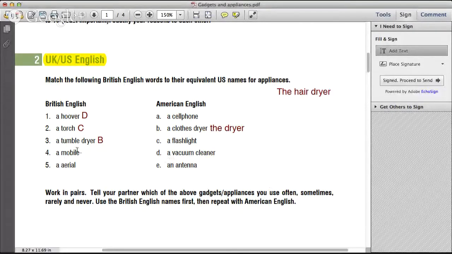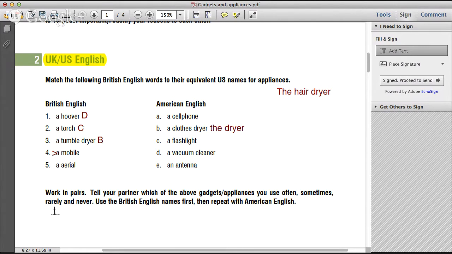Okay, so let's go to Paulo. Paulo, the number 4 here, please. Okay, we're matching British words with American words. So number 4, you have this word here, and you need to tell me what you believe it matches with over on the American side.